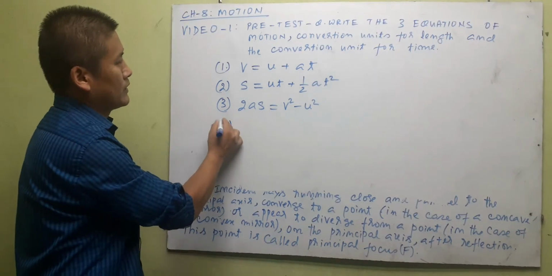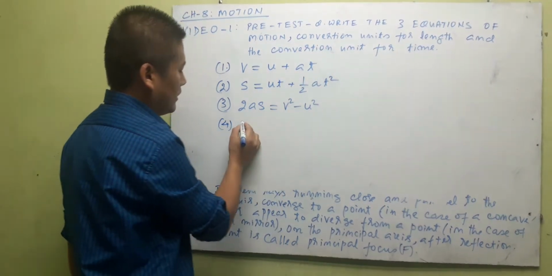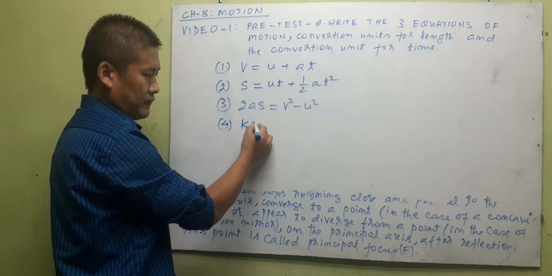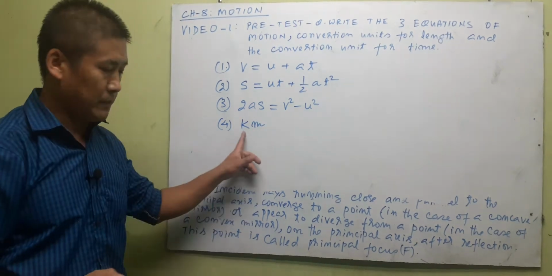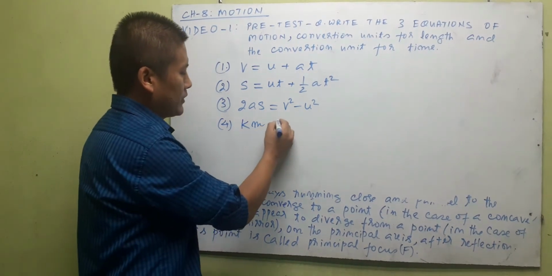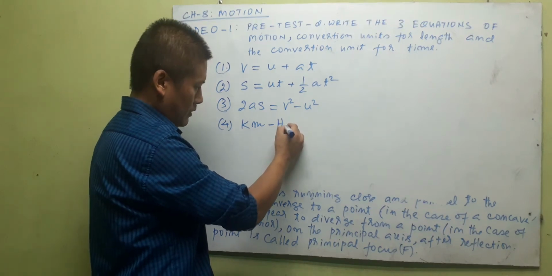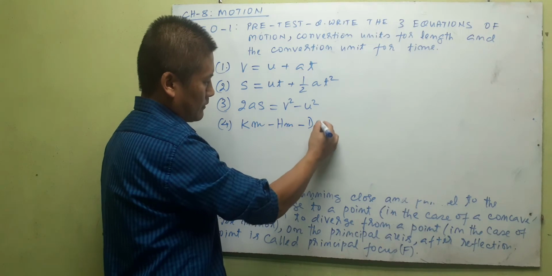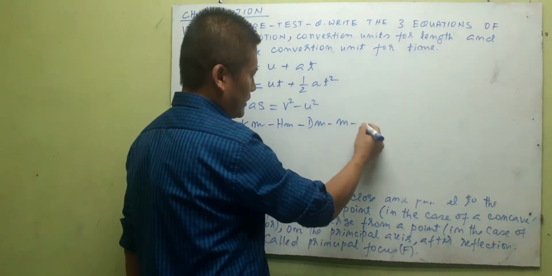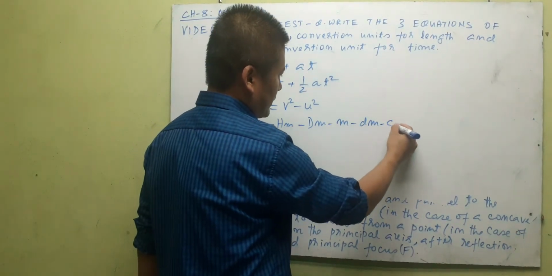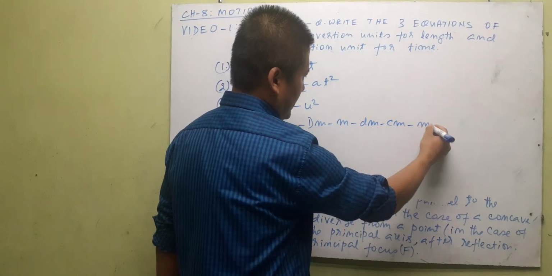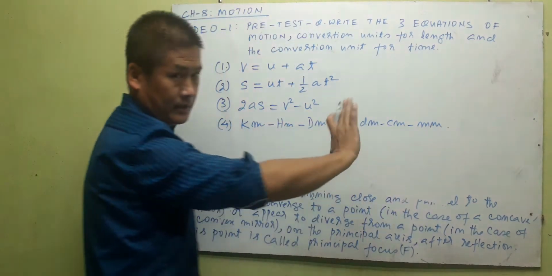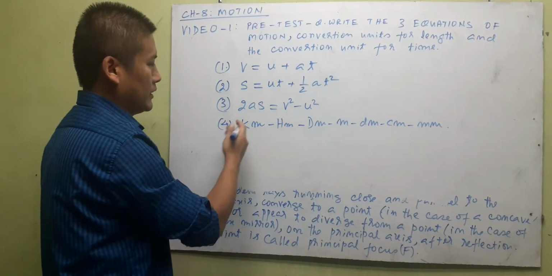And the fourth one is the conversion units for length. This is very common and we need it frequently every now and then. So memorize them. I'll read them out so you listen: kilometer, hectometer, decameter, meter, decimeter, centimeter, and millimeter. Just memorize this line. The conversion factor here is 10.